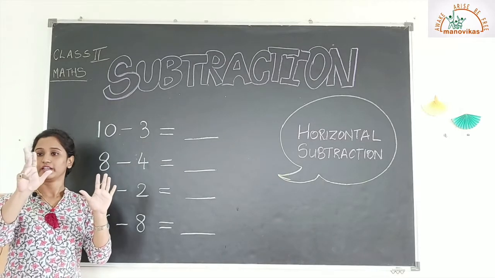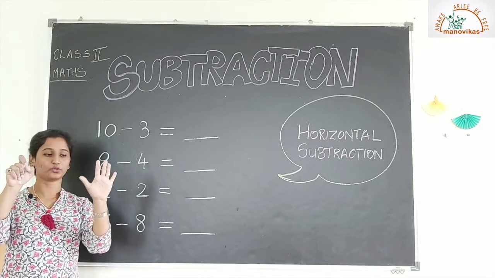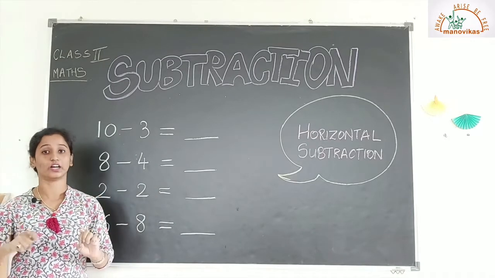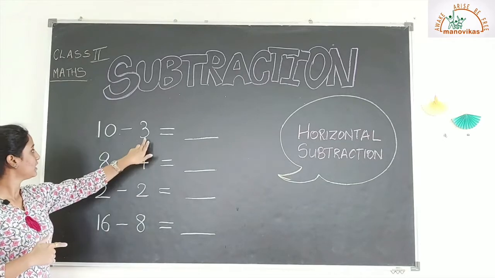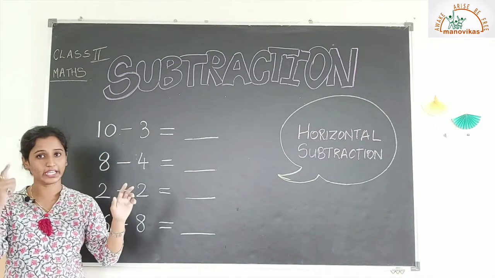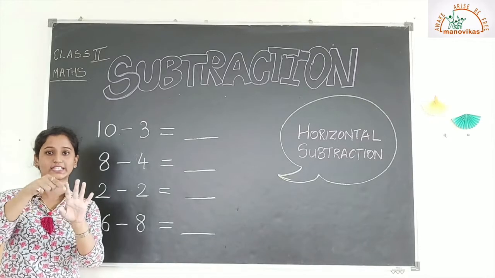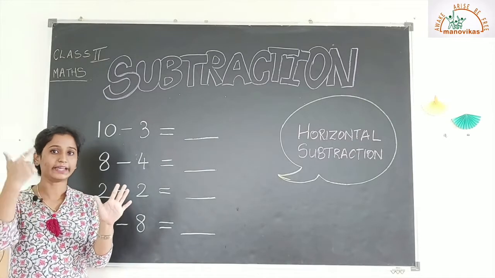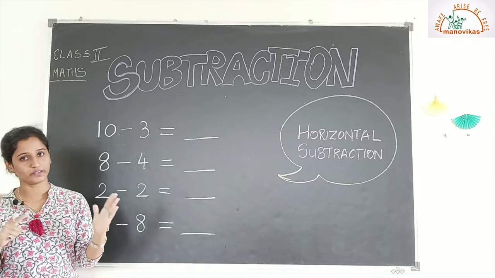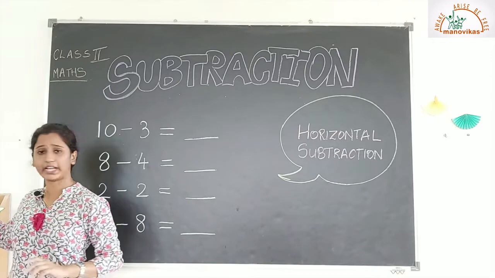So 10, 9, 8. How many fingers are left now? Let us count. 1, 2, 3, 4, 5, 6, 7. 7 is the answer. Or the other method is you can count forward after 3 till you get number 10. So 3, keep in your mind, count forward 4, 5, 6, 7, 8, 9, 10. So what is the answer? 7. If you do it both ways, you will get the same answer, that is 7.